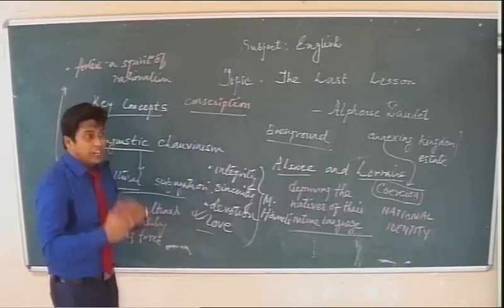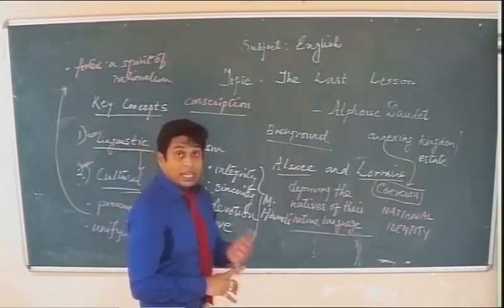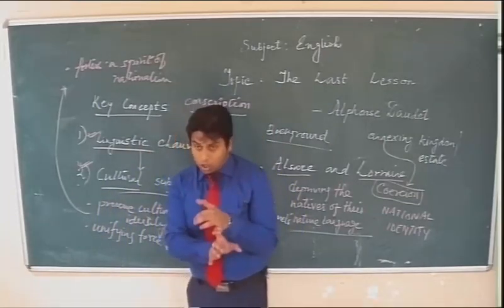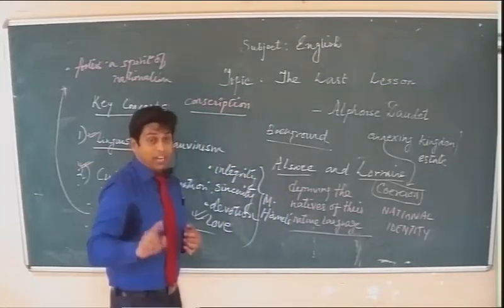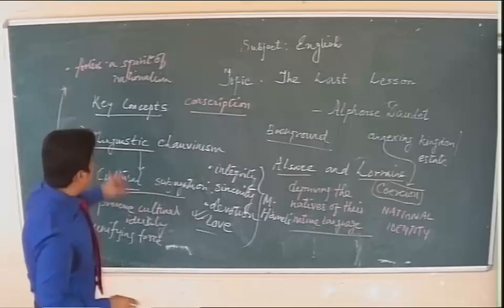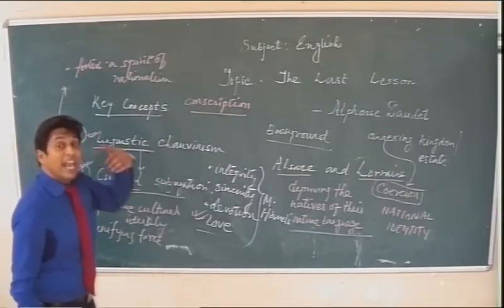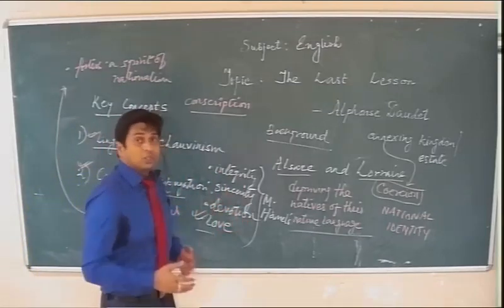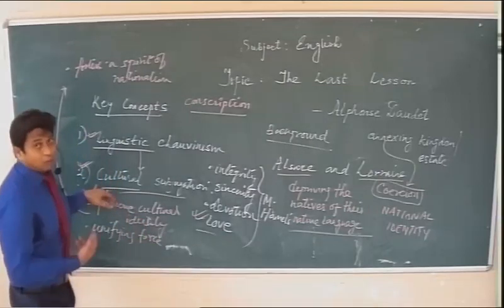A quick recap of all the things. The entire story therefore deals with the predicament of a conquered nation, a conquered race, who are deprived of the right to use their own native language. We talk about the linguistic chauvinism of the Germans and how it had a very negative effect on the psyche, on the psychological condition of the French people. The victims of cultural subjugation.